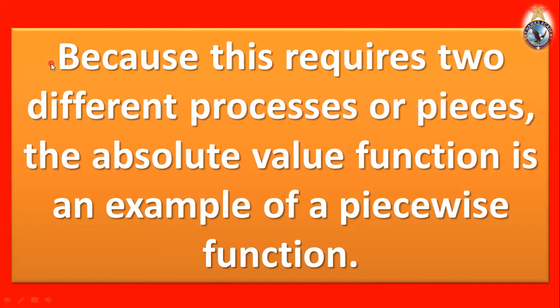Because this requires two different processes or pieces, the absolute value function is an example of a piecewise function. Because here every time we are getting two outputs, one for the negative value and the second for the positive value. So this is the basic and the best example of a piecewise function. Now let's see how we can graph it.